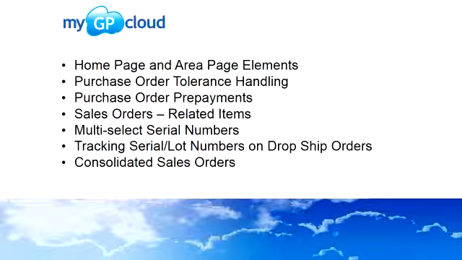So that is a complete look at the new functionality in GP 2013, where I can put my serial numbers and lot numbers in on those dropship purchase orders when I enter the vendor's invoice. This is going to improve the control within your business.